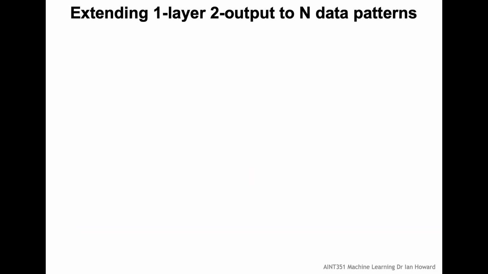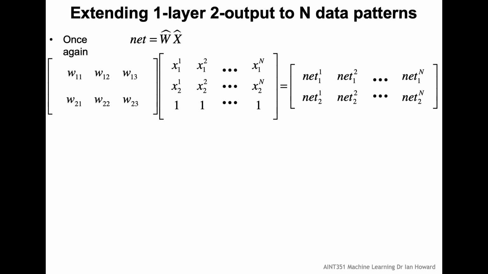And that's what we said before. So we can easily extend this. In this case, we've got a 1-layer 2 output network, and now we're going to process n data patterns at the same time.